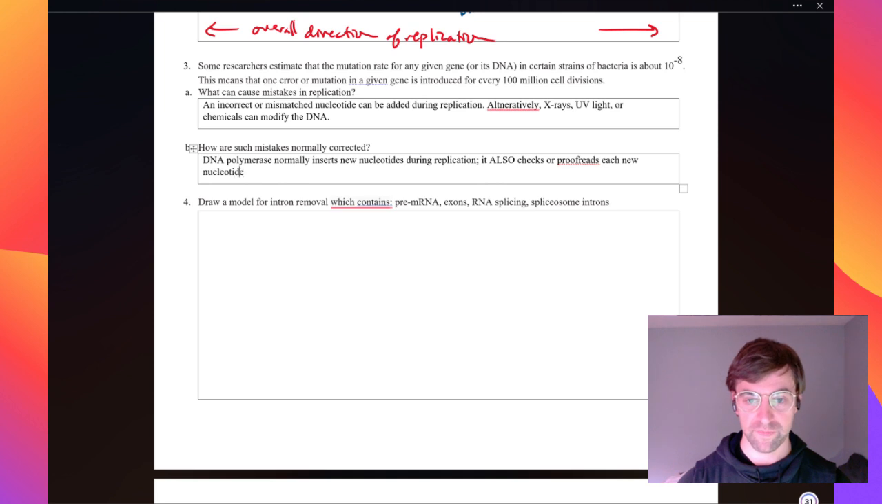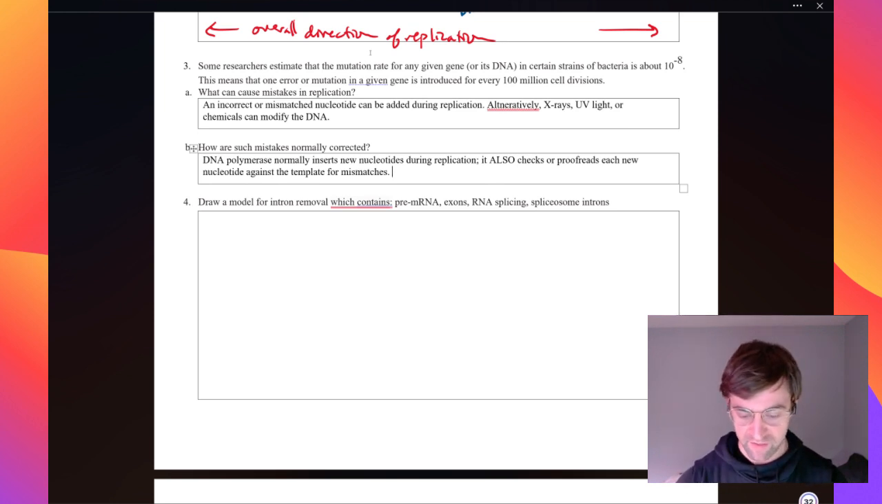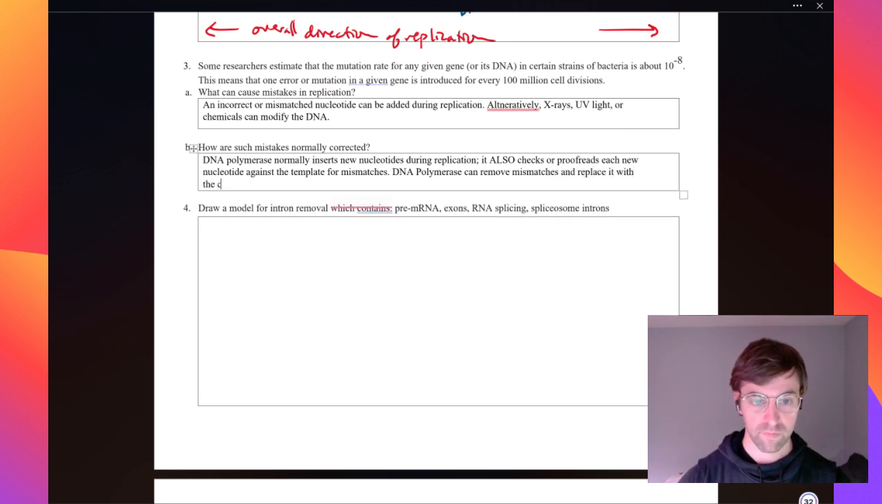Each new nucleotide is checked for mismatch. And if a mismatch is found, DNA polymerase can then remove it and replace it with the correct nucleotide. Errors introduced by X-rays and other factors are generally repaired by other DNA repair enzymes in the cell.